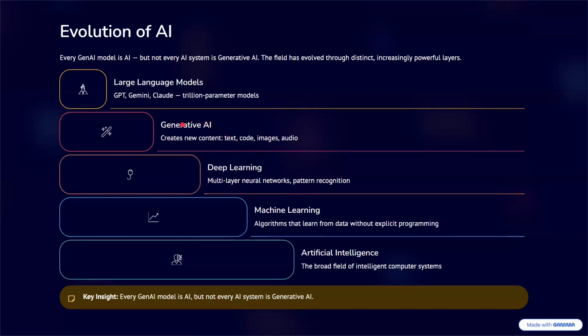So what comes inside generative AI? Generative AI is powered by large language models, and generative AI simply creates new content like text, code, images, audio, which is why we have to study generative AI. And what is a large language model? Large language models like GPT, Gemini, Claude are trained with trillions of parameters. So this is the evolution of AI. First comes artificial intelligence, then machine learning, deep learning, then Gen AI, then large language models.